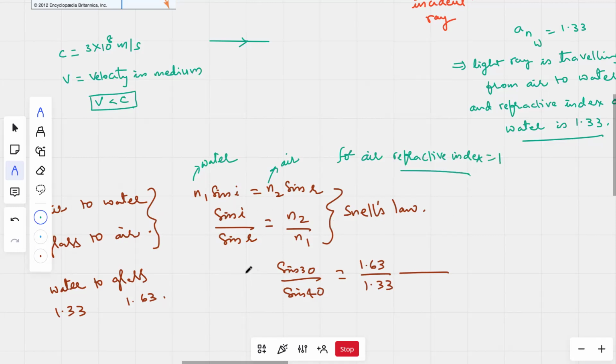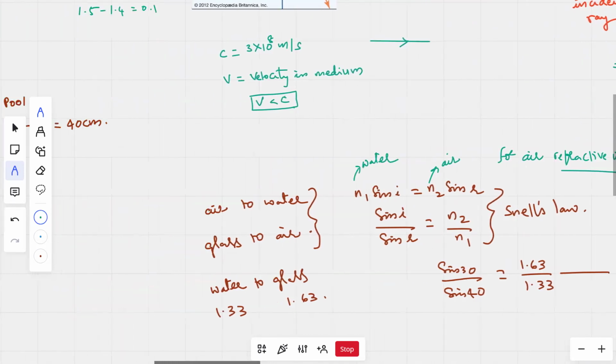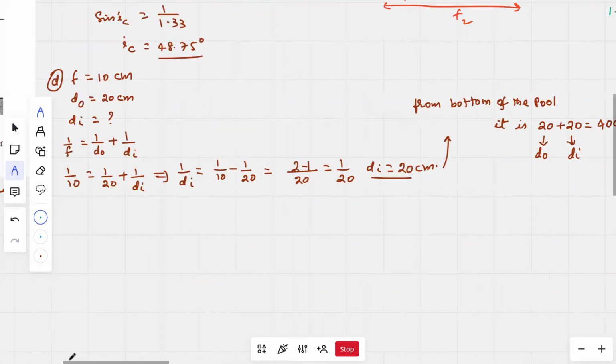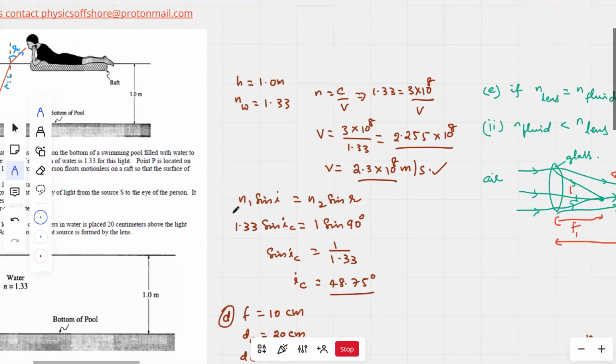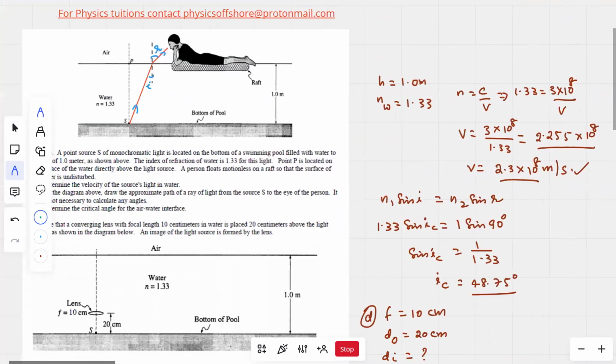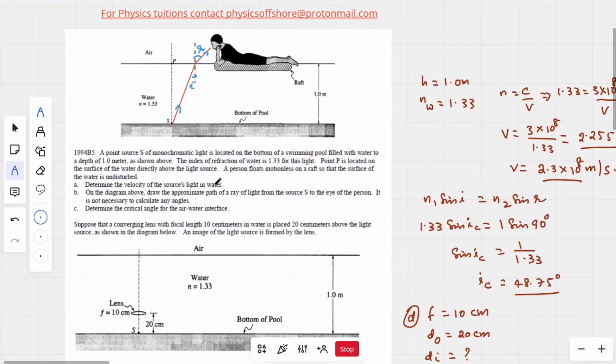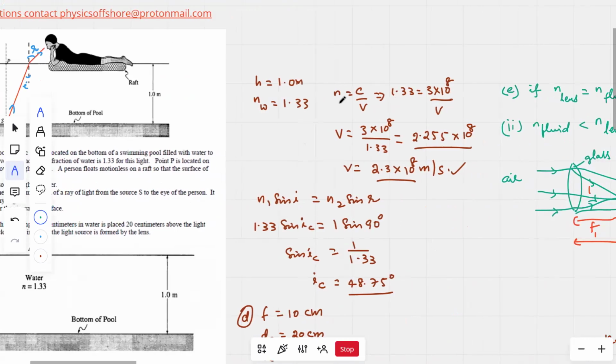Now, based on this, this is the basic information you need to solve the question. Okay. Now, let us go back and then solve the problem. Let us write the answer for the question. So the first question, he is asking us to determine the velocity of light in water. So use the relation n is equal to c by v. Just now I told, n is equal to c by v.